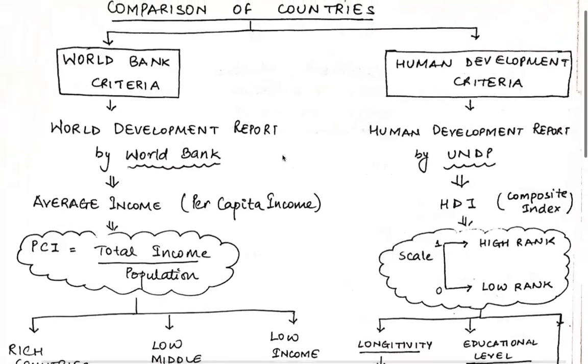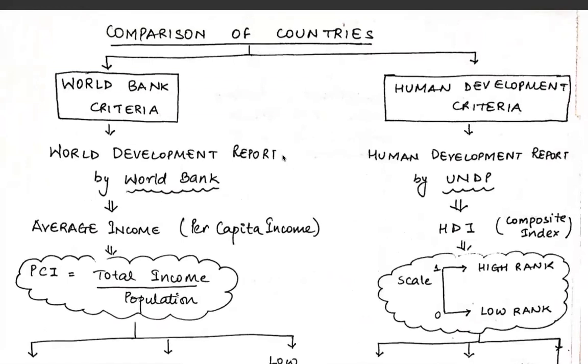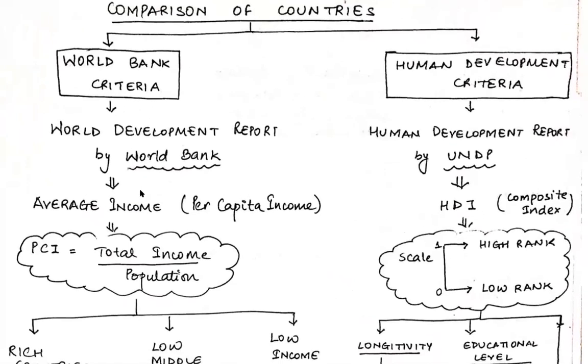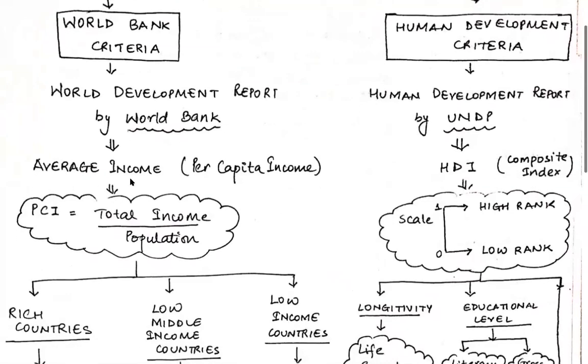So there comes the concept of the World Bank criteria and the Human Development criteria. We'll first focus on the World Bank criteria over here. This World Bank criteria was given by the World Development Report, which was published by the World Bank. Now, they consider average income for measuring the development of a country, and this average income is also called the per capita income.